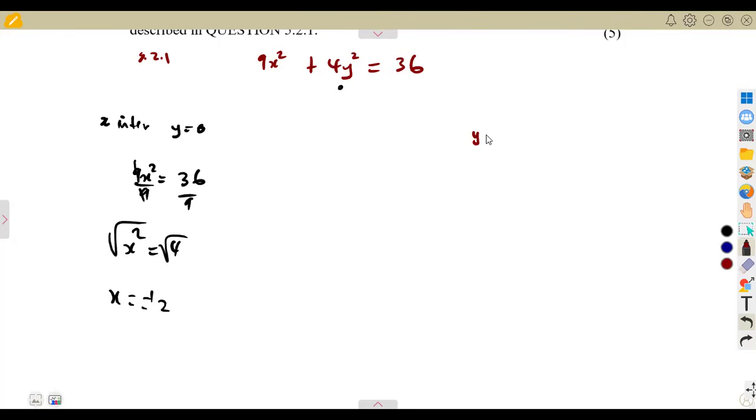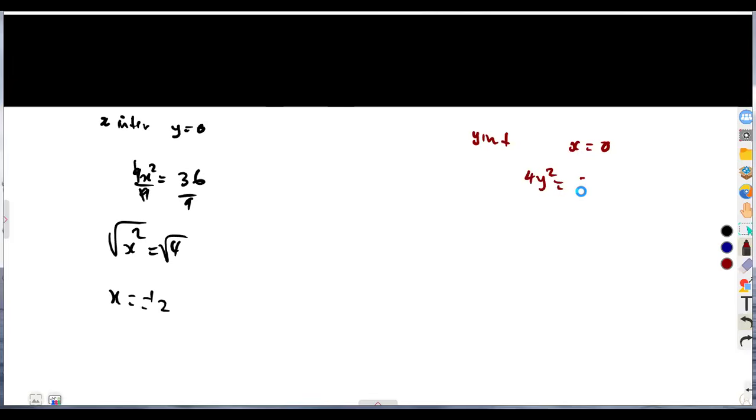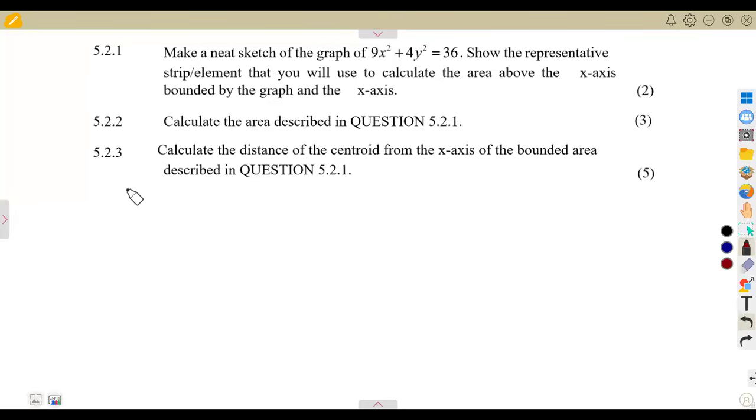For the y-intercept, x is equal to 0 at that moment. So if x is equal to 0, 4y squared is going to be equal to 36. All right, guys, let's see what we can do. What you're going to do is just recall from the previous video in Advantage, so you can even check back.